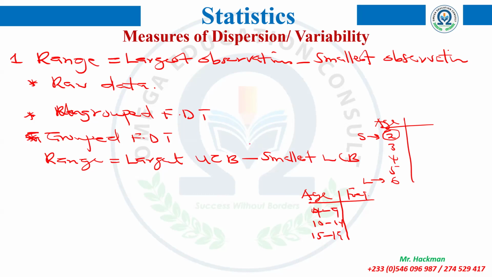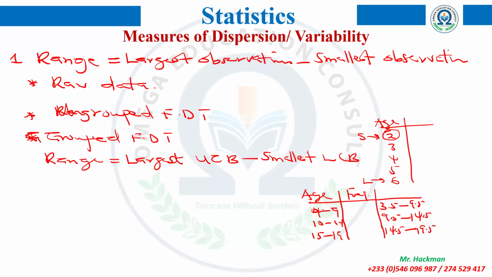So I don't know the boundaries yet, so I'm going to get the boundaries now. The diagonal differences are 1, 1, 1, 1. So I will subtract 0.5 from all the lower limits. That will give me 3.5 here, this will give me 9.5, this will give me 14.5. You add 0.5 to the upper limits, so 9.5, 14.5, and 19.5.